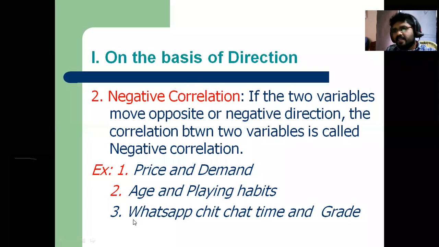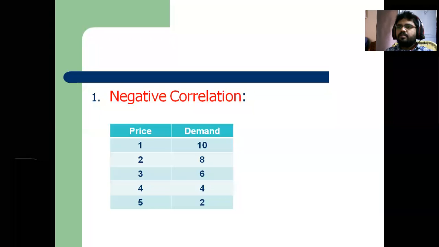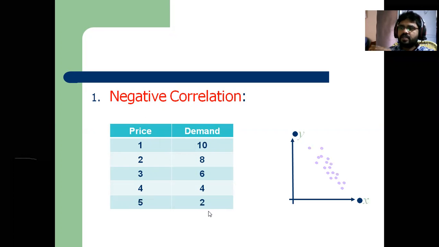And the best example, a very important point which can be useful for you, is WhatsApp chit chat time and your grades. When you use more WhatsApp for chit chat, you may lose your grades also. If the time you spend on WhatsApp increases, your grades will decrease. Like this, there is a negative direction. I just showed the example of price and demand: as price increases, demand will fall down. So the negative direction will come like this.